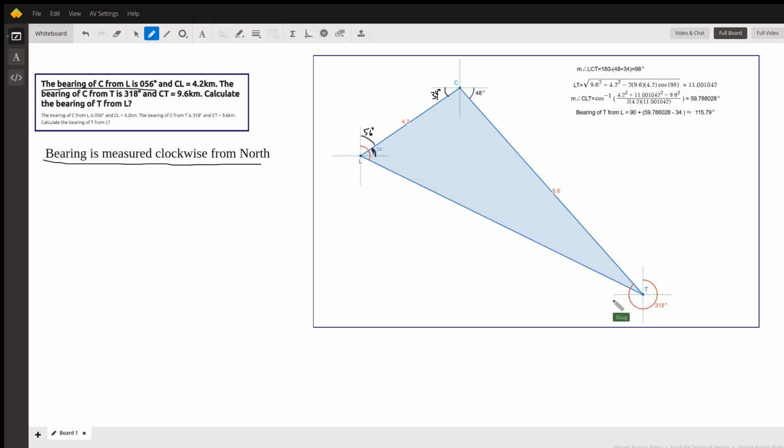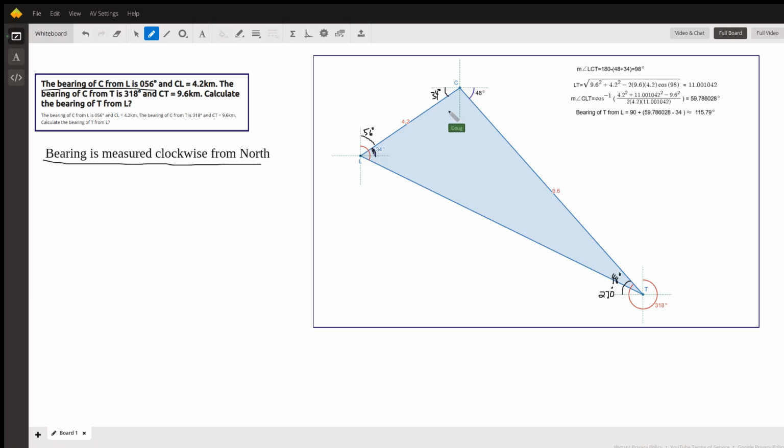If we rotate to here, that would be 270. And so to get to 318, we need another 48 degrees. So here we've got two horizontal lines cut by this 9.6 transversal. This is 48 degrees. So is this 48 degrees.